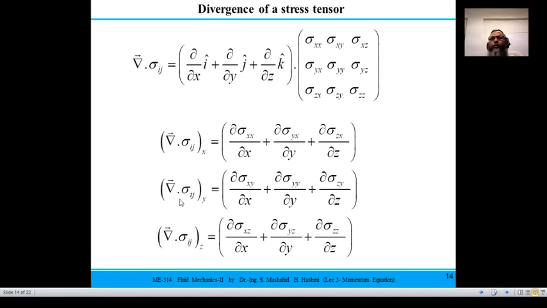So if you see it closely, the divergence of this stress tensor results in components which are actually nothing but the net forces acting onto the fluid element, because these are the gradients of the forces, or rather, the gradient of the stresses. So this is actually the net force that is acting onto the fluid element.